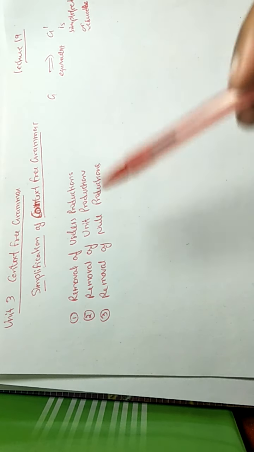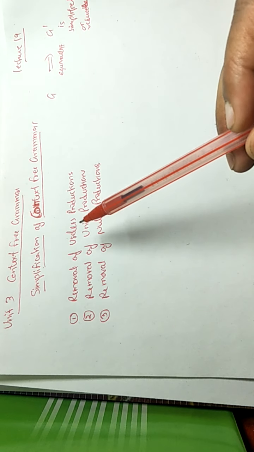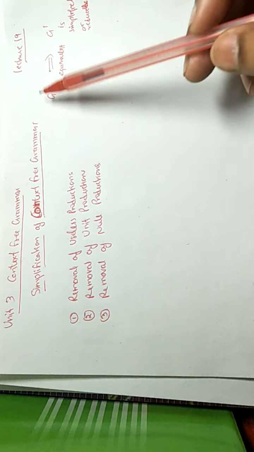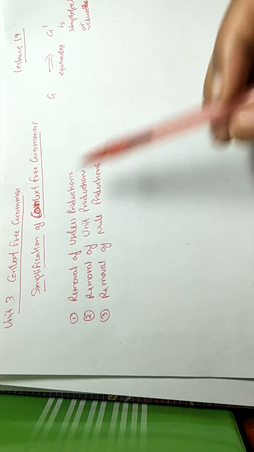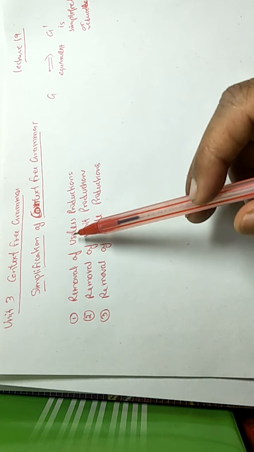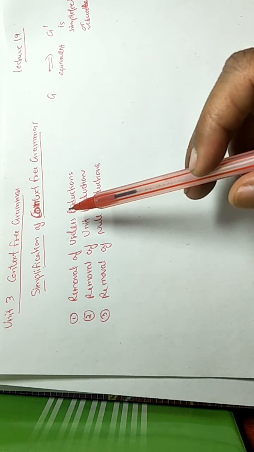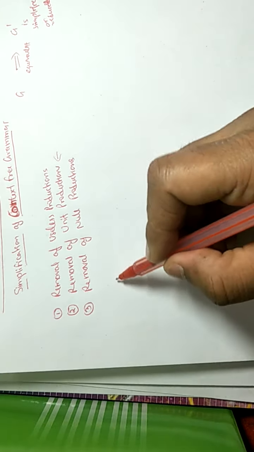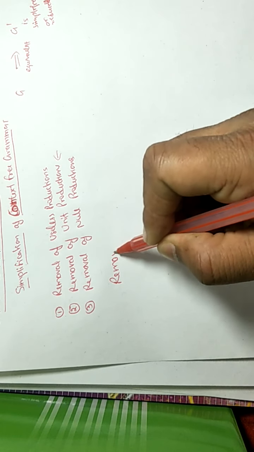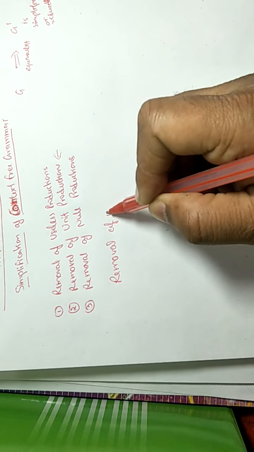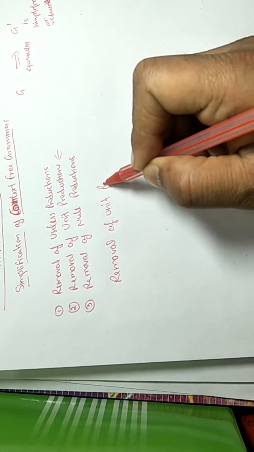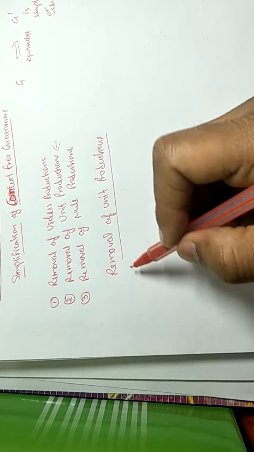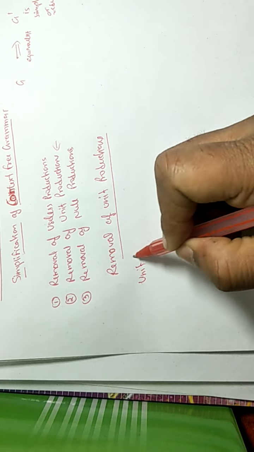So for this purpose we need to remove the useless productions, unit productions and null productions from the given grammar G. We already studied in lecture 18 how to remove useless productions. In this lecture we are going to study removal of unit productions. First we need to know what a unit production is.